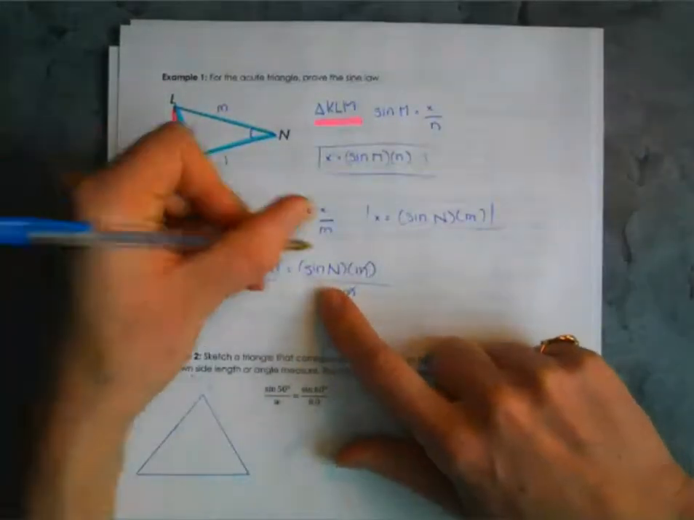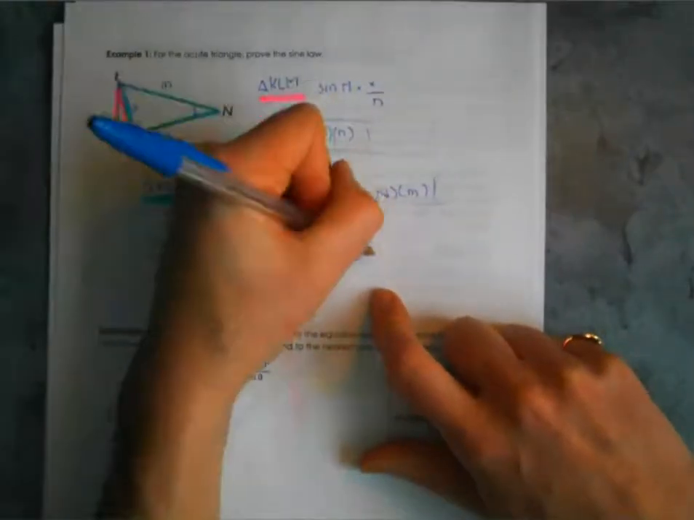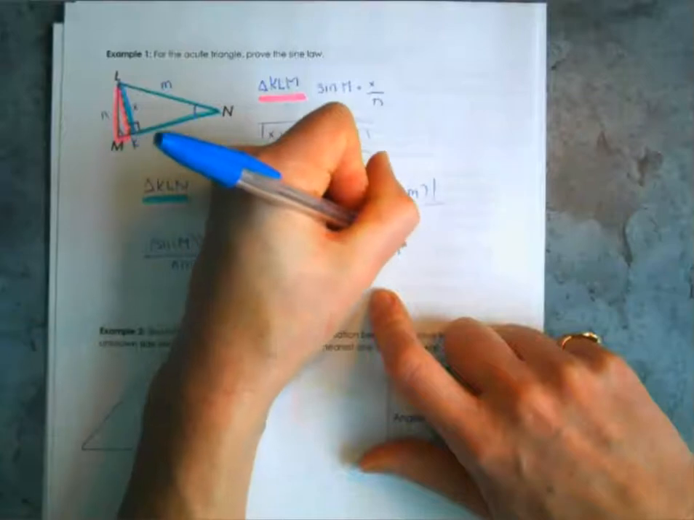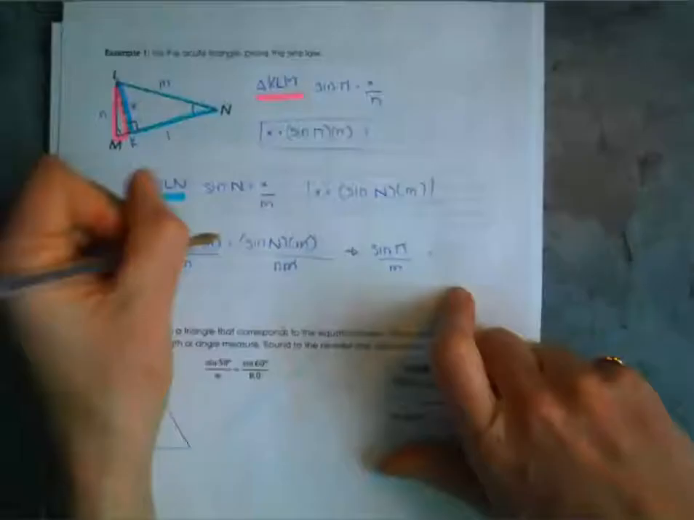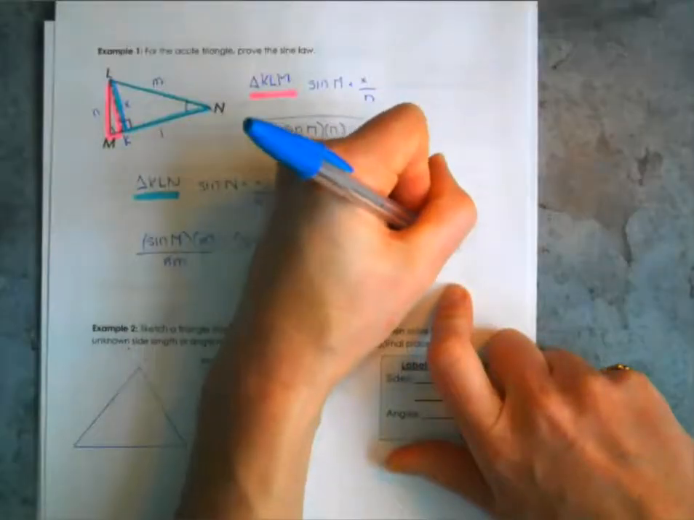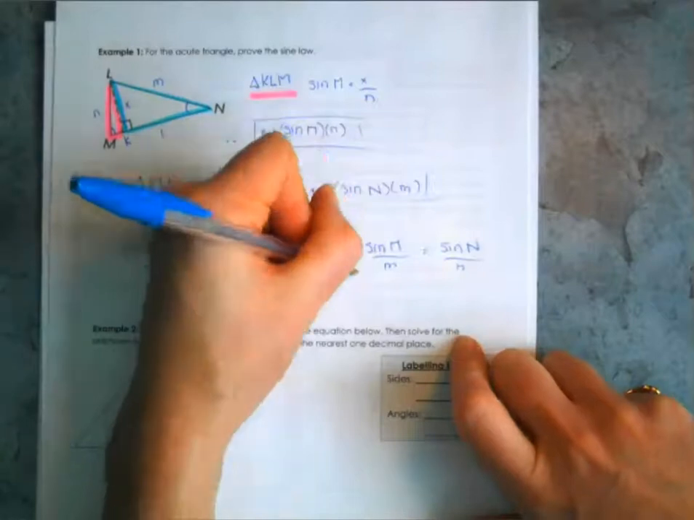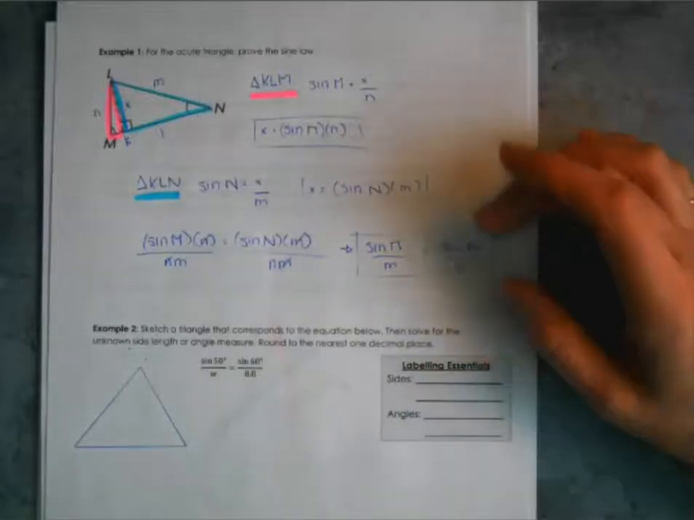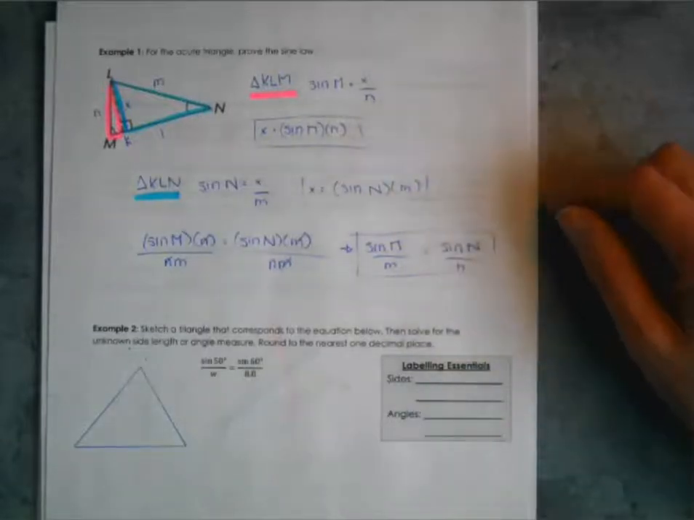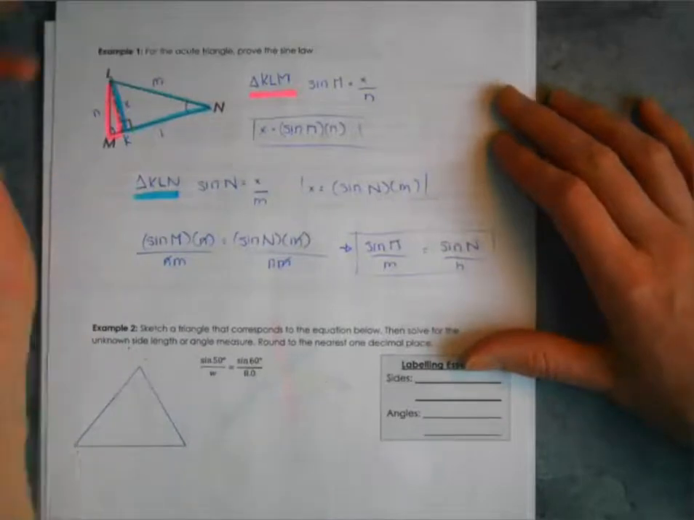And so now you can actually see the sine law already there, which is that sine m over side m is equal to sine n over side n. And that's our sine law. So you can see how we can prove that the relationship between these angles and sides exists by breaking it down into right triangles. Okay.